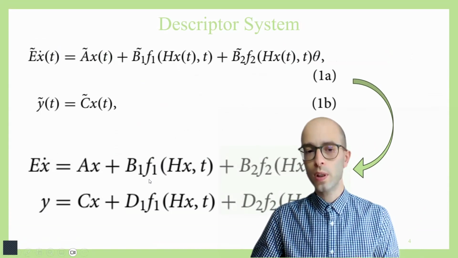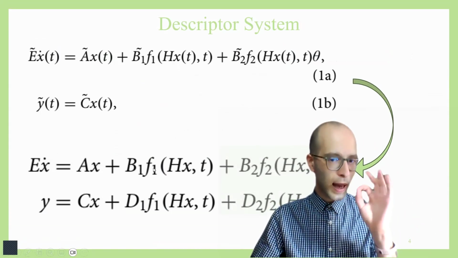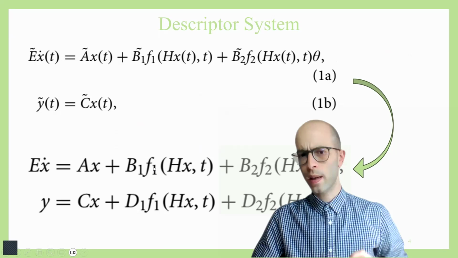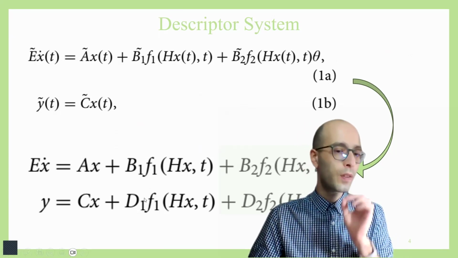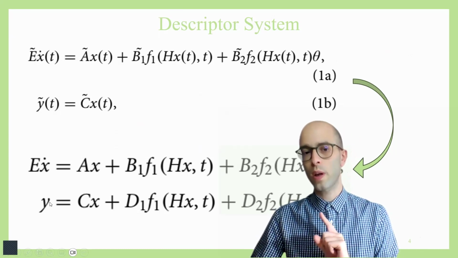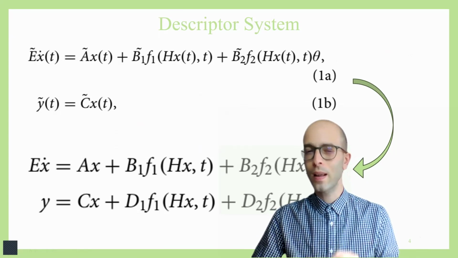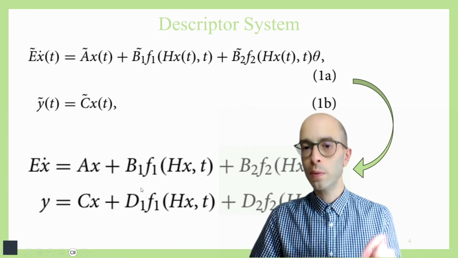So we have a descriptor system, rectangular. We have F1, which is the non-linearity in the system. So the system is in general non-linear. And note this, we also have non-linearity in the output. So this is a much more difficult situation, because when the output is non-linear, the design is a bit more difficult.